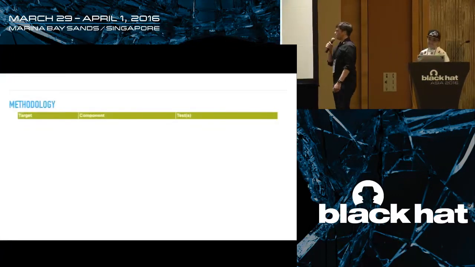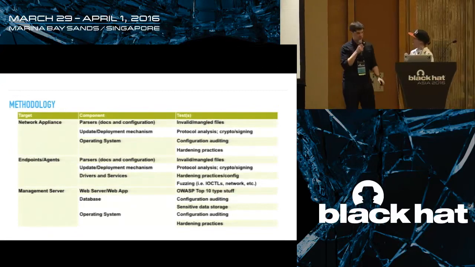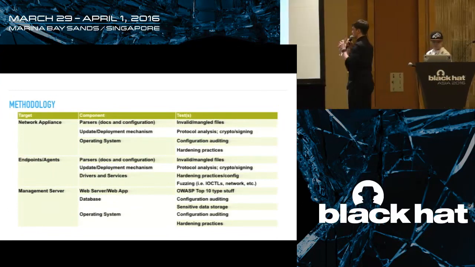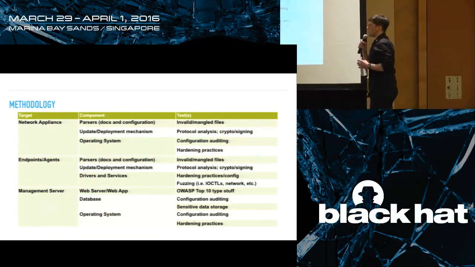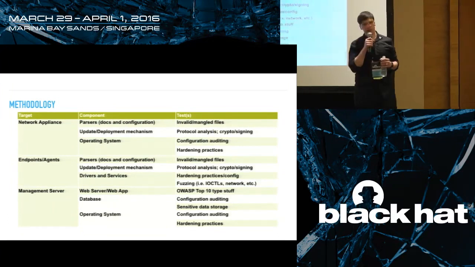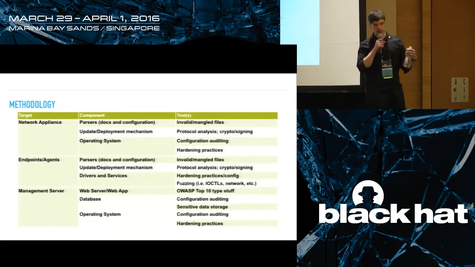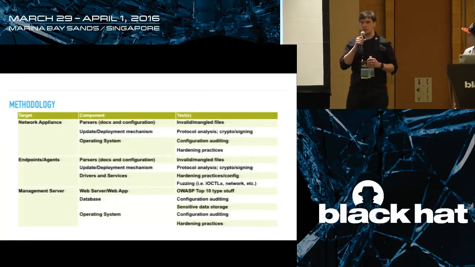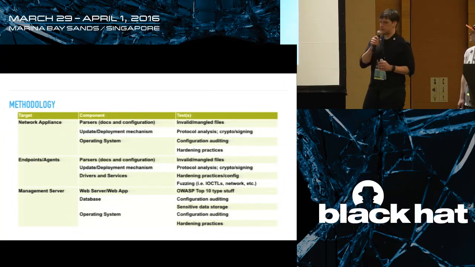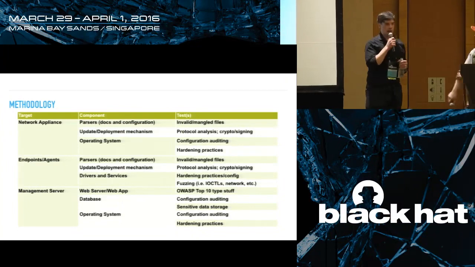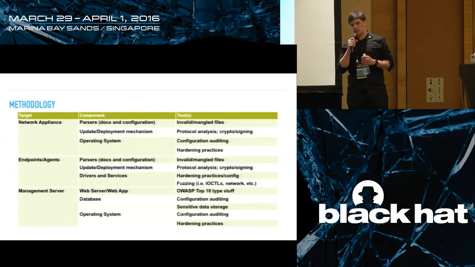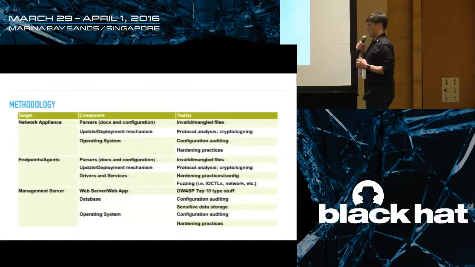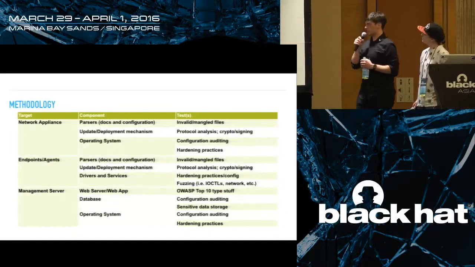So our methodology: we applied a lot of the same rules to the different appliances. We looked at how they parse documents that are traversing the network. We looked at how they parse local configuration files. What format are they using? How are configs and updates being deployed? Are they signing configuration updates? Are they signing packages that are being applied to the appliance, etc.?